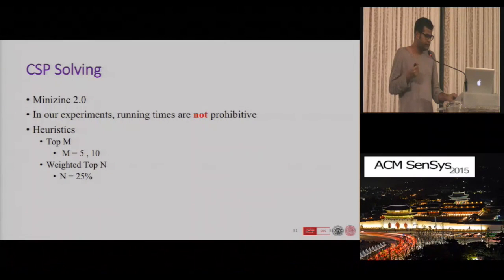Finally, we evaluate the solving process. In this regard, we use MiniSat 2.0. In our experiments, the running time was not prohibitive. Still, we evaluate the performance of our heuristics. For the top M, we use two parameter values: m equals 5 as well as m equals 10. And for the weighted top N, we use the parameter value of 25%.